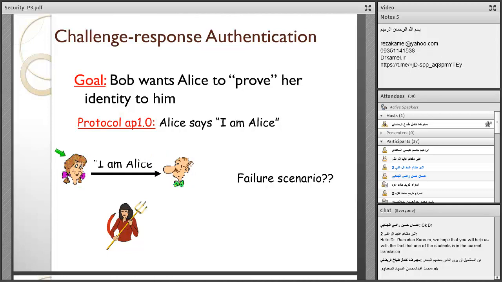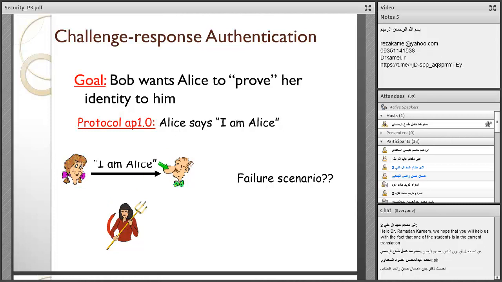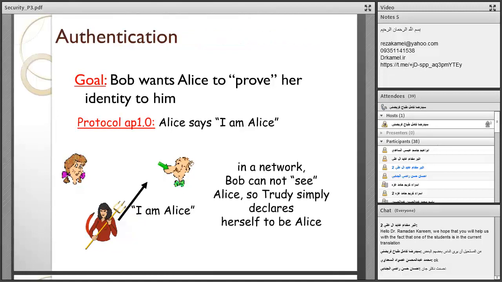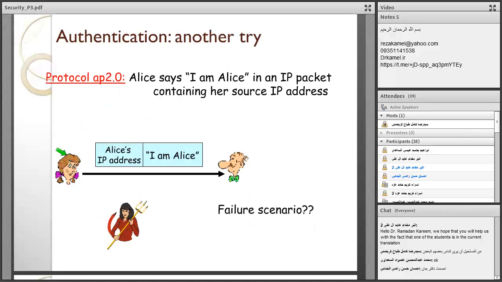So when, for example, Alice tells Bob that I'm Alice, Trudy can also tell Bob that I'm Alice. For example, if somebody here says, okay, I'm Ibrahim, I cannot see Ibrahim, so maybe I think it's Ibrahim, but maybe it's Maryam or someone else on the network. So we ask, what can we do? Because when Alice says I'm Alice, Trudy, or an attacker, can also say I'm Alice. The first thing we say is that Alice can use IP addresses, but IP addresses can be forged.